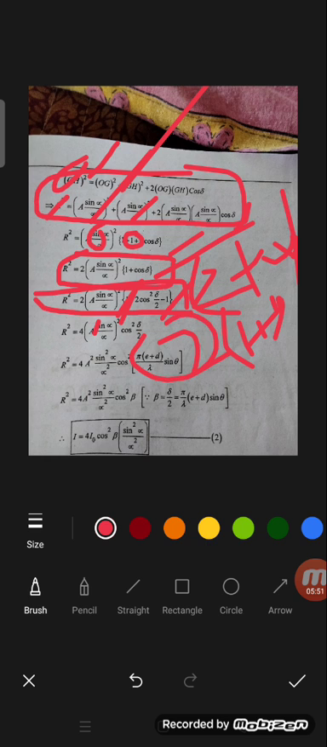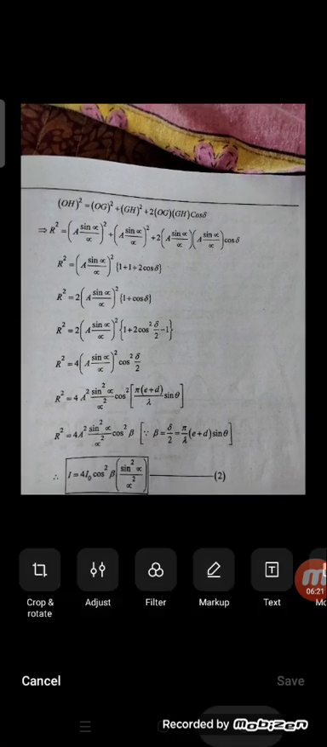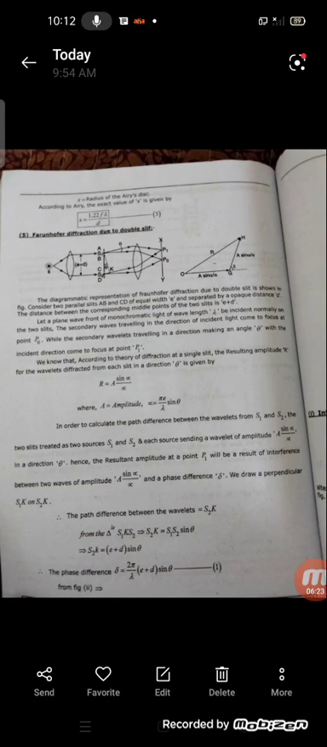We treat delta by 2 as beta. Then finally I is equal to 4 I naught cos square beta sin square alpha by alpha square, since R square by A square is equal to I by I naught. So this is the theory part of Fraunhofer diffraction due to a double slit.